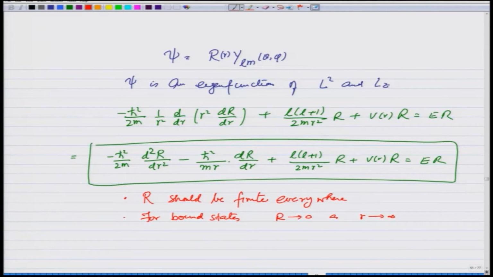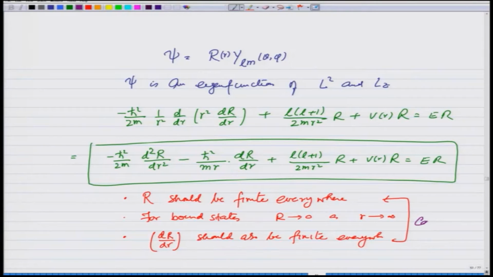So, now what we are going to do is simplify this equation by writing R(r) in a certain form. Before that, I should also mention that dR over dr should also be finite everywhere, and with this there is one more condition, they should be continuous. So, R and dR over dr should be finite and continuous everywhere. Let us now simplify this equation.